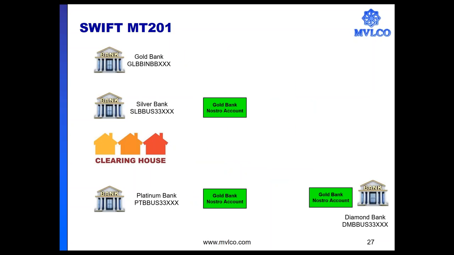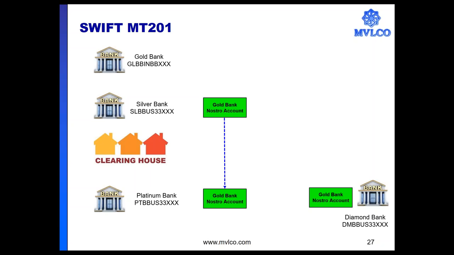So in MT201, I'll have this scenario where Gold has three bank accounts. Gold has a bank account with Silver Bank. Gold has a bank account with Platinum Bank. Gold has a bank account also with Diamond Bank. What Gold wants to do is move its own money from Silver Bank to its own accounts at Platinum Bank as well as at Diamond Bank. So there are two transfers originating at one go from Silver Bank. One transfer going from Silver to Platinum, another transfer going from Silver to Diamond. If I want to move two transactions simultaneously, I would use an MT201. If I wanted to move one transaction only, I would have used an MT200.